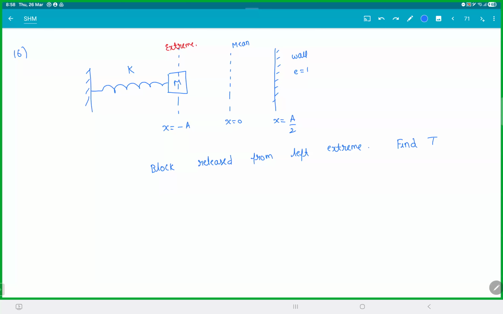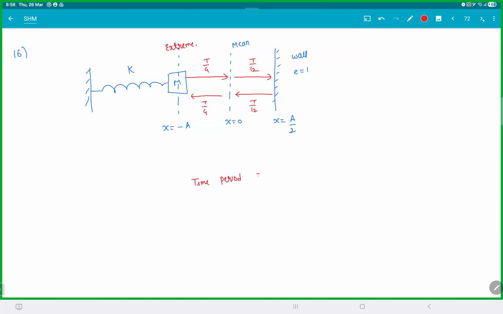So how do we do this thing? So how does this motion go here? Just think about it. From here to here, the time taken is T by 4. From here to here, the time taken is T by 12. And when you're coming back, it takes T by 12. And when you go back here, it takes T by 4. So the time period will be T by 2 plus T by 6, which is 2T by 3. And what is T? It is 2 pi root over m by q, so the time period is 2 by 3 into 2 pi root over m by q.